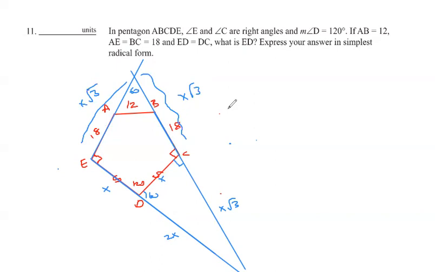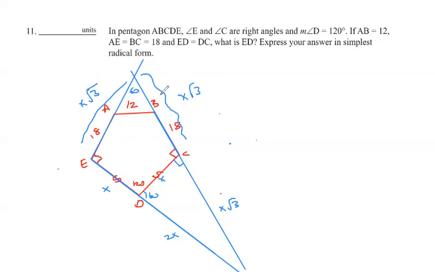Okay, this is something we have, but also we know this is 18, so this means x root 3 minus 18. This is 18, and this is also x root 3 minus 18, which means this is an equilateral triangle. Does that make sense for that equilateral triangle part?